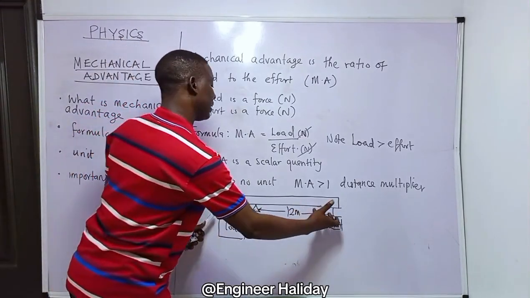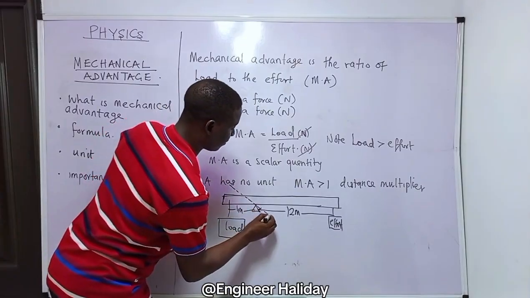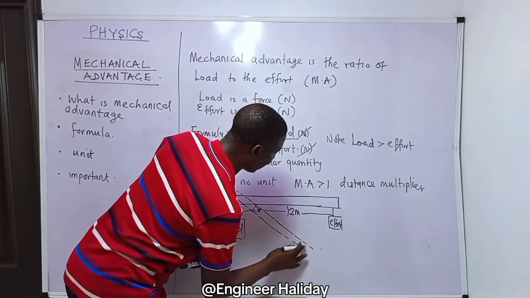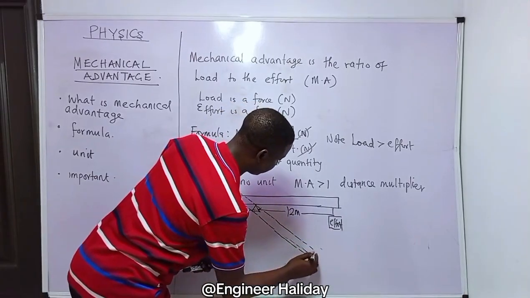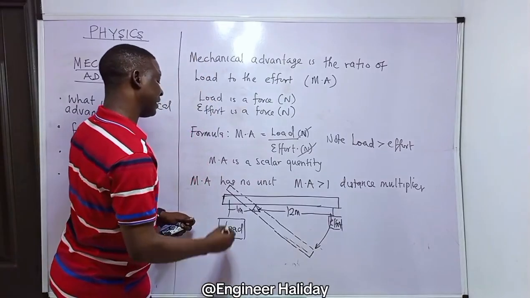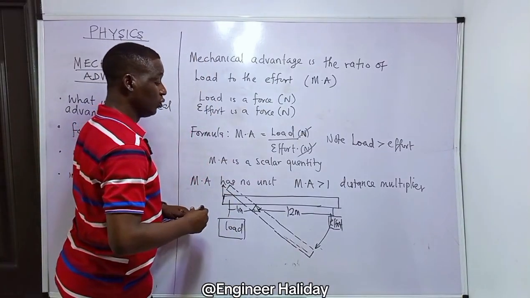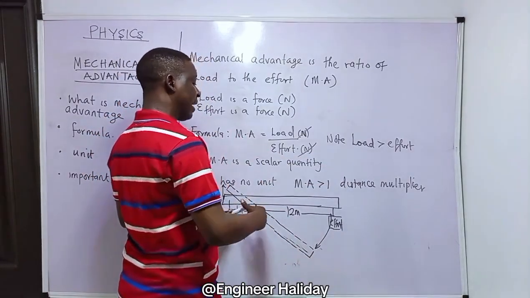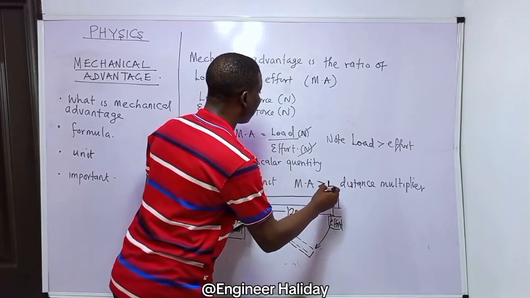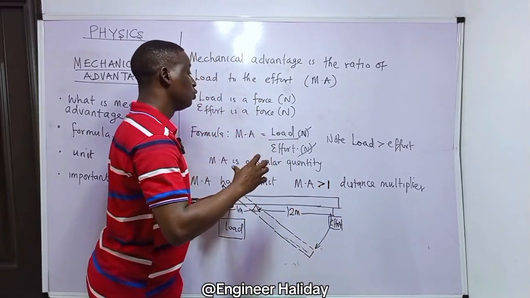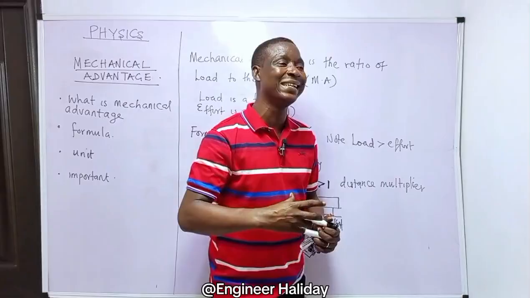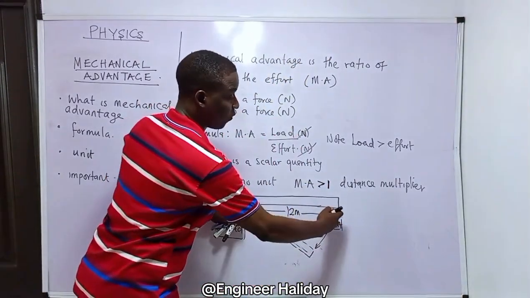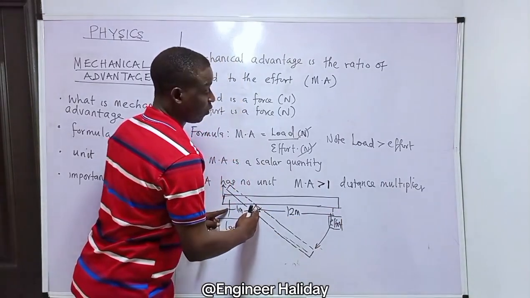If you check the distance, as that is achieved, the distance that will be covered by the effort will be larger than the distance that will be covered by the load. So that means the load has already been converted to a larger distance. That means that when mechanical advantage is greater than 1, there is an increase in the movement of the distance covered by the effort compared to the distance covered by the load.